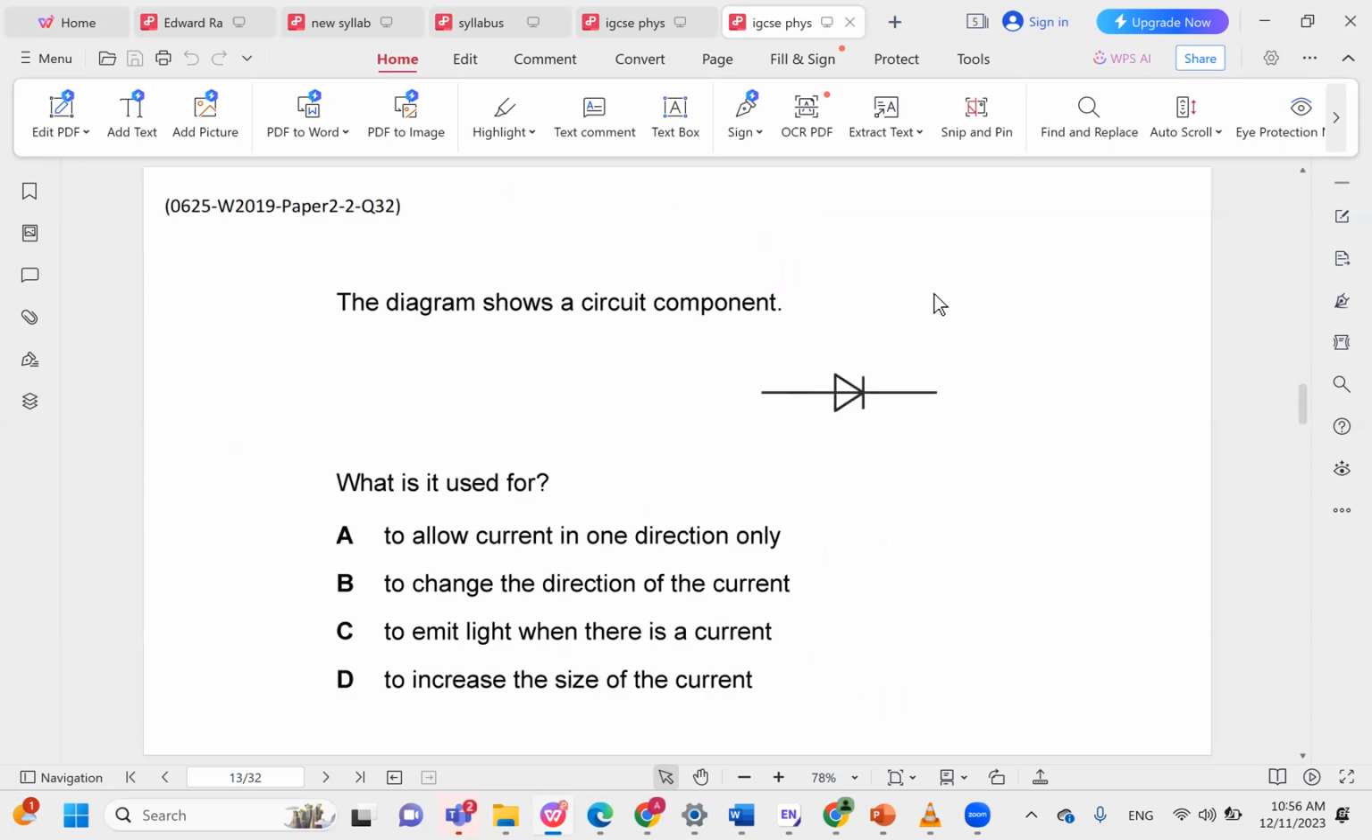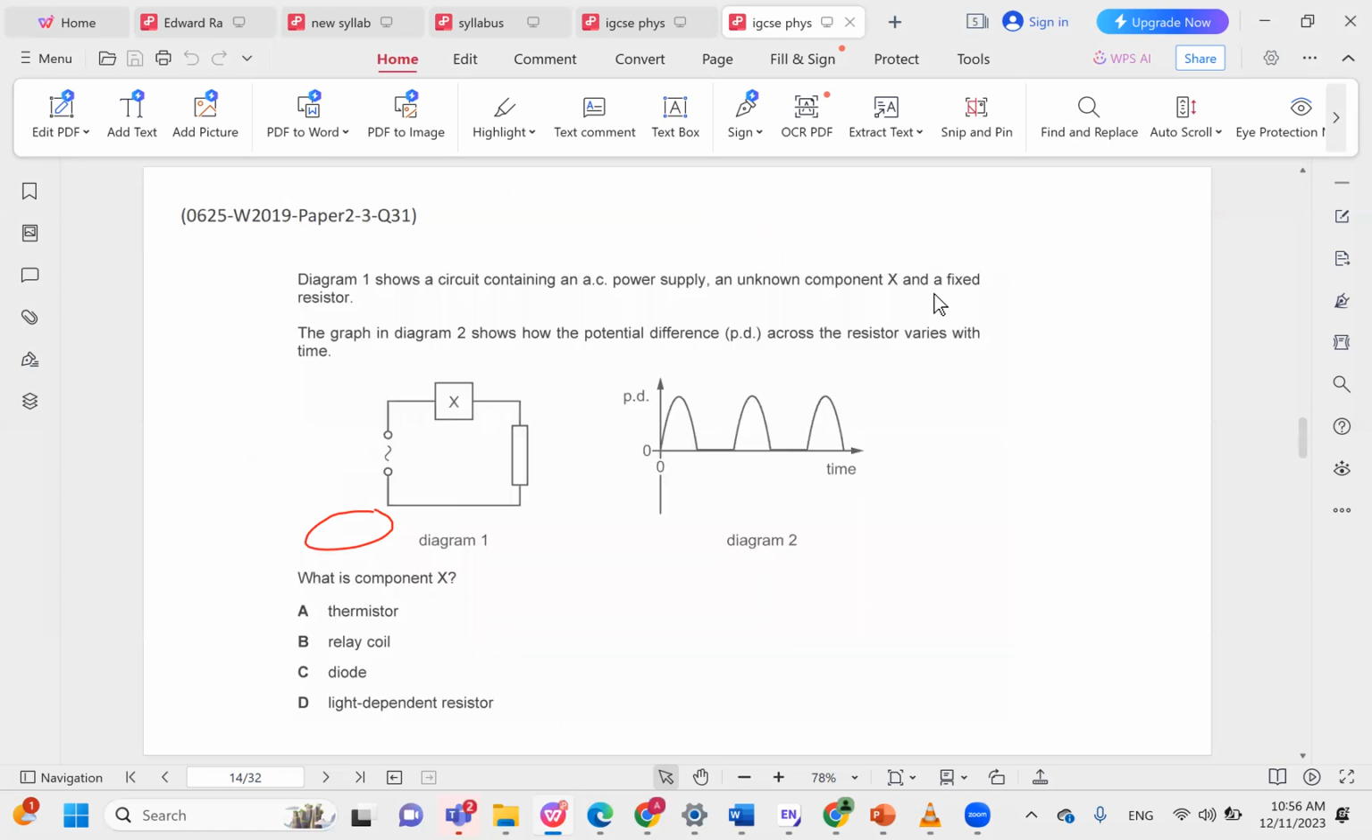The diagram shows a circuit component. What is it used for? Of course, this is the diagram of a diode, and this allows the current in one direction only. So A is the correct answer.